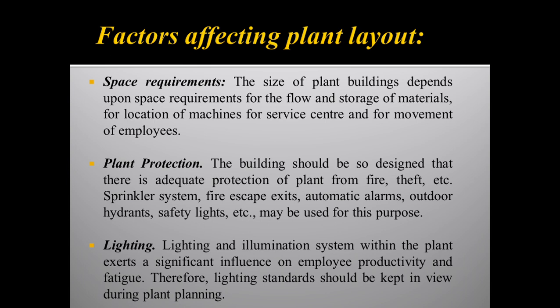Next would be plant protection. The building should be so designed that there is adequate protection of the plant from fire, theft, etc. Sprinkler system, fire escape exits, automatic alarms, outdoor hydrants, safety lights, etc. may be used for this purpose.